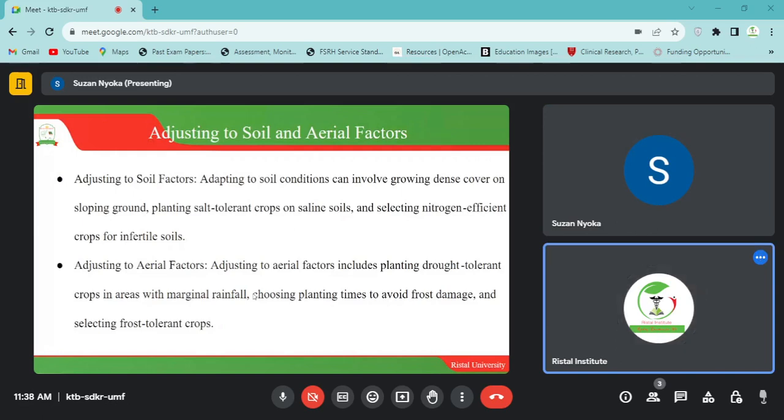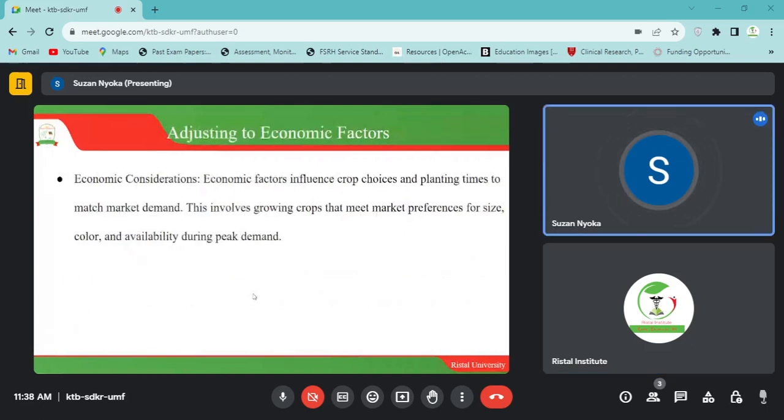Economic considerations. Economic factors influence crop choices and planting times to match market demand. This involves growing crops that meet market preference. You also need to consider the time, all the seasons where that product is needed most. After 7 to 8 months from now, it will lose its value and quality. So the market demand, what they need in the market, they can plant. Pests and disease in agriculture.